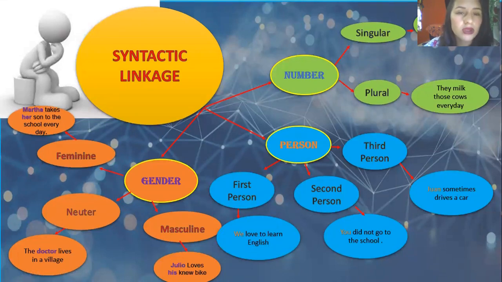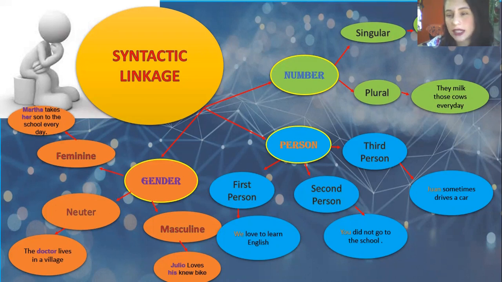Now I'm going to talk about syntactic linkage of number. Number refers to the grammatical contrast between singular, only one thing, and plural, more than one. Forms of nouns, pronouns, determinators, and verbs.